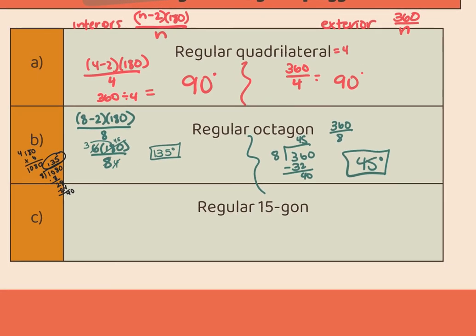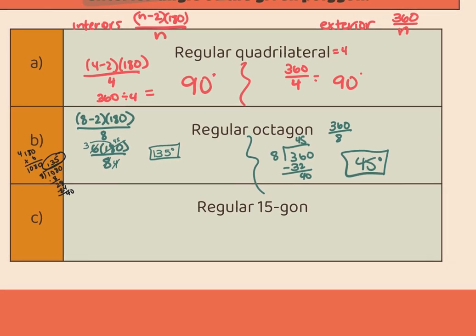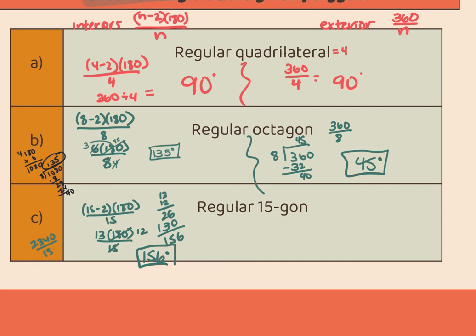And the last one, a regular 15-gon. So it'd be 15 minus 2 times 180 over 15, 13 times 180 over 15. And I can, again, simplify that, like 15 goes into 180 12 times. And then I only have to do 12 times 13, and it's 156 degrees. Or I could have done 13 times 180, and you get 2340, and then divide that by 15. And you get the same 156.